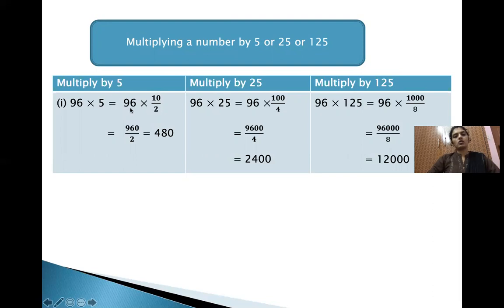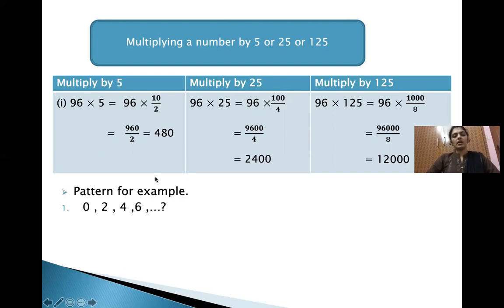So it is more easier to multiply a number by 10 instead of multiplying by 5. So we can easily multiply this number by 10. Here we got 960, then divide it by 2. Here we got 480 as the answer. Similarly, we can write 25 as 100 by 4. In the same way, this is more easier to multiply a number with 100 instead of multiplying by 25. Similarly, we can write this 125 as 1000 by 8. It is more easier.